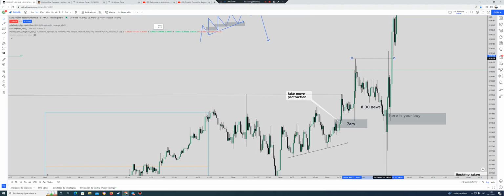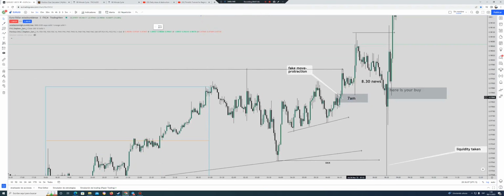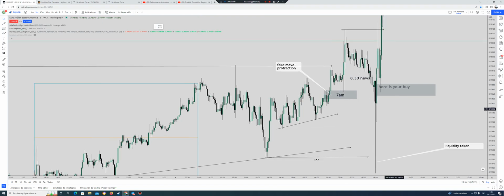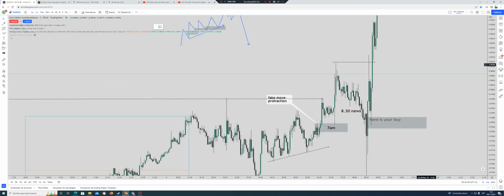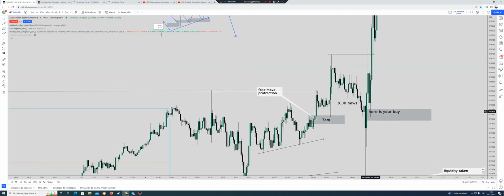This high. And just look how the people that entered here got wrecked at 7 AM. Price uses seek and destroy, took the sell side and then the buy side. But look how you buy. What time was it? Between 8:30 to 8:40.